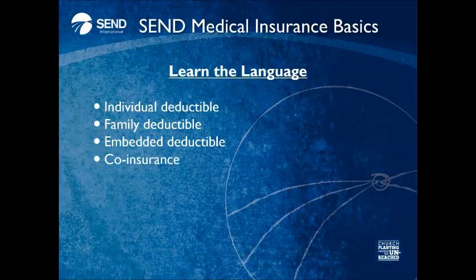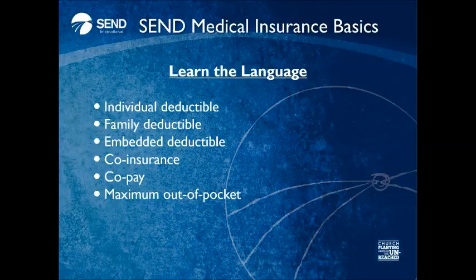Coinsurance. This is the percentage of eligible claims that you pay after you meet your deductible. Copay. And this is different than coinsurance. It's the fixed upfront dollar amount that you pay for certain covered expenses, for instance, office visits and prescriptions. The copay amounts do not go towards your deductible or your coinsurance maximum, but they do go towards your maximum out-of-pocket.